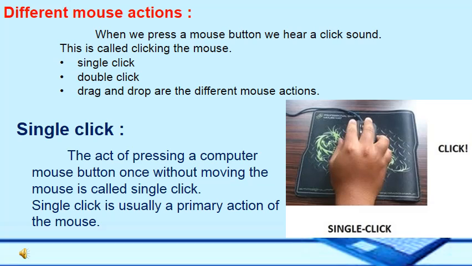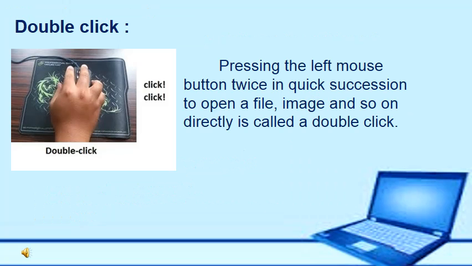Now check the first, single click. The act of pressing a computer mouse button once without moving the mouse is called a single click. The single click is usually a primary action of the mouse. And the second one is a double click. Pressing the left mouse button twice in quick succession to open a file, image and so on directly is called a double click.